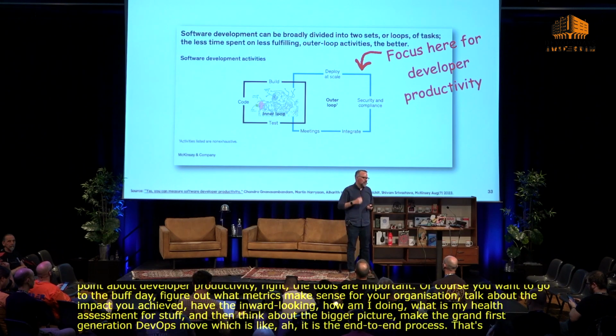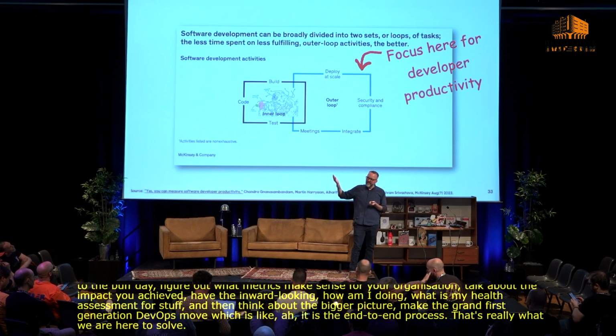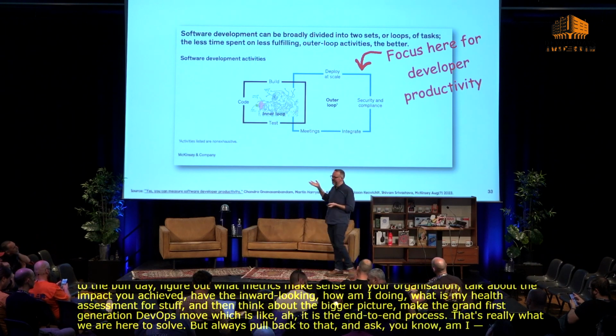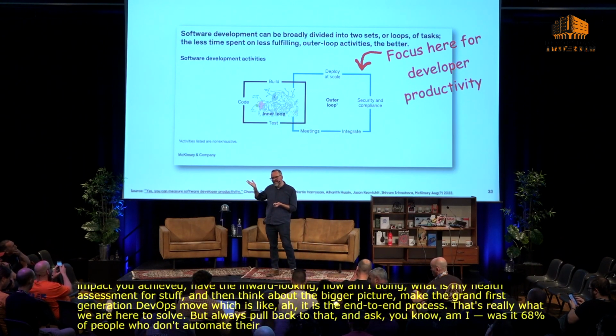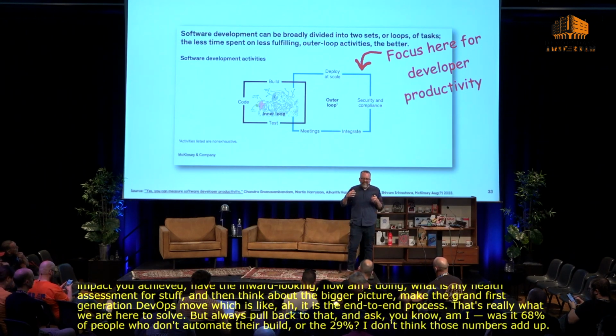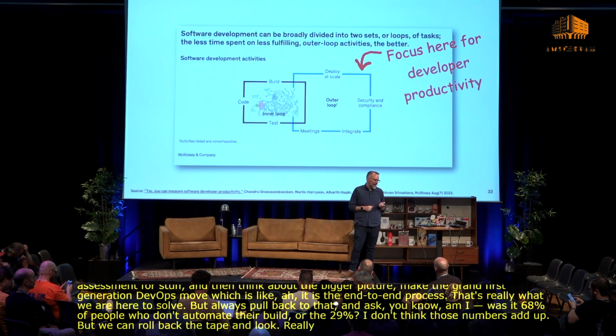But always pull back to that and ask, am I that, was it 68% of people who don't automate their build, or the 29%? I don't think those numbers add up. But we can roll back the tape and look. And really think about how you can focus on that outer loop part.